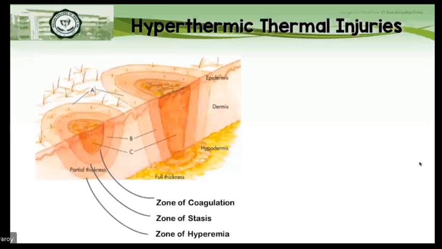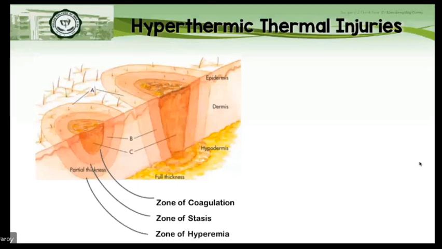Then you have your zone of coagulation, the innermost area, where you have the most severely burned area. Then you have your zone of stasis, which is the second layer with questionable viability, and the zone of hyperemia, wherein there is only inflammation and increased blood flow. This is the outermost area and usually heals with minimal to no scarring.